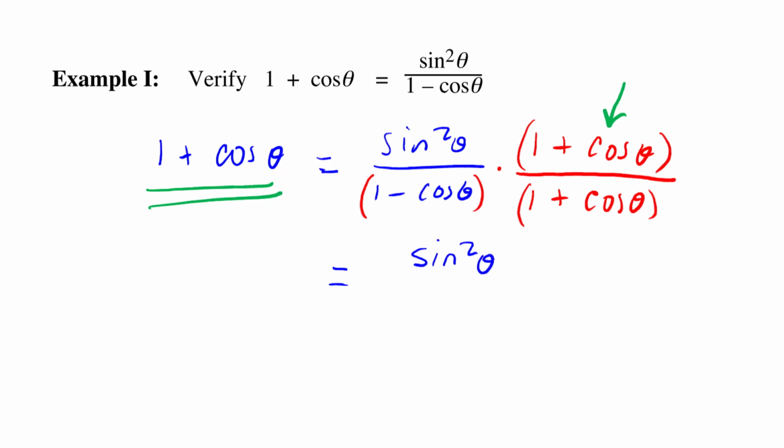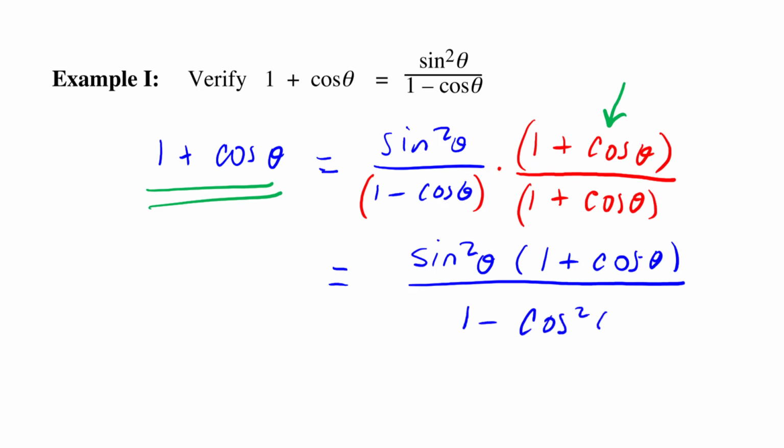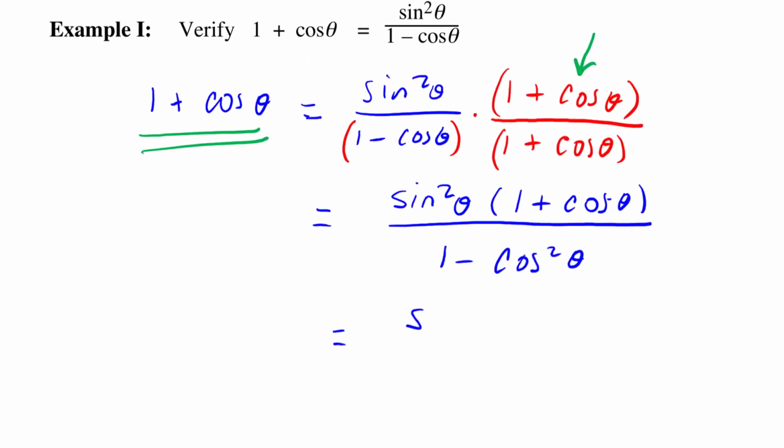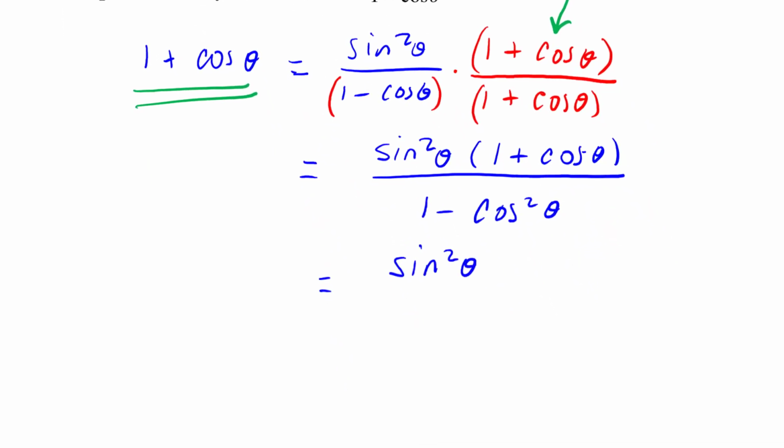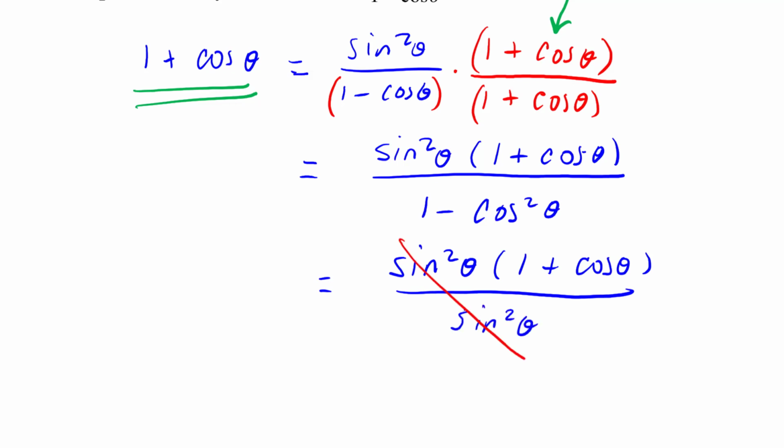Notice sine squared theta times the quantity 1 plus cosine theta. I'm not going to distribute this time because we know that the sine squares are going to cancel out eventually. And we already have the 1 plus cosine theta. We don't want to get rid of it. In the denominator, we do get the difference of squares, 1 minus cosine squared theta. That's the Pythagorean identity. Becomes sine squared theta in the denominator.